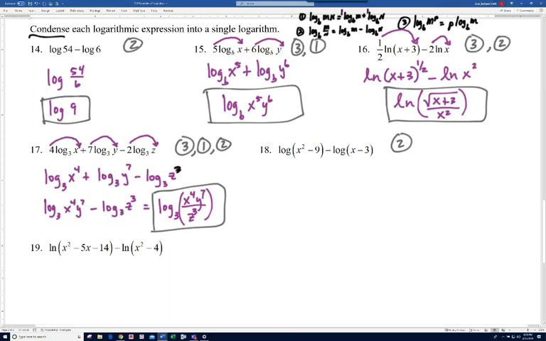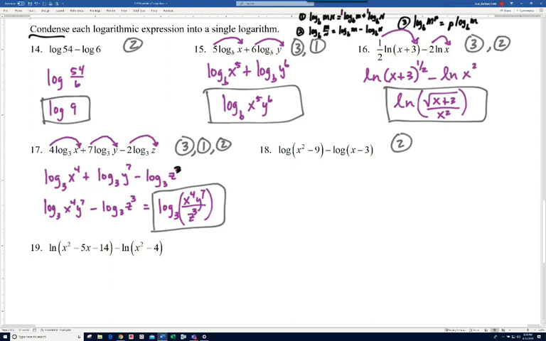So here, this is the log of a quotient. Now you might be tempted to try to do something with the x squared minus 9 or the x minus 3. See, this is a difference. It's the log of a difference. It's the log of x squared minus 9, or the log of a difference. See, we don't have a rule for that.